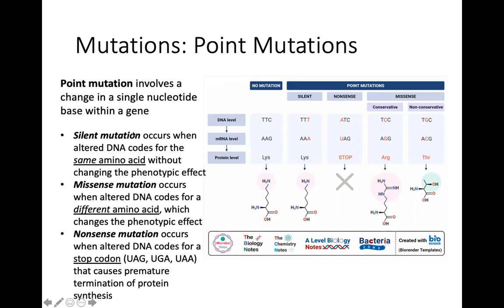So first, the silent mutation. Silent mutation occurs when the altered DNA codes for the same amino acid without changing the phenotypic effect. Pag sinabing phenotypic effect, ito yung traits na observable or makikita natin. Wala siyang effect. For example, ito yung no mutation. This is the normal production of your lysine. Alright, so at the DNA level, ito yung instruction. So, via transcription, at the mRNA level, ito yung complementary base niya, AAG, which is translated into your protein, which is your lysine. Remember the codon chart? AAG will produce your lysine, your amino acid. So that is the normal.